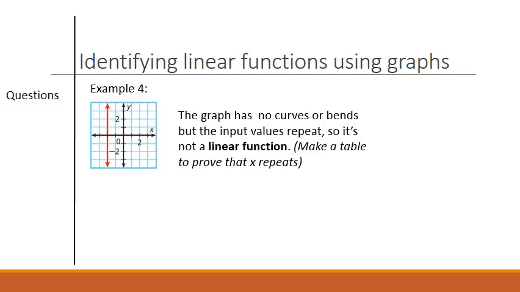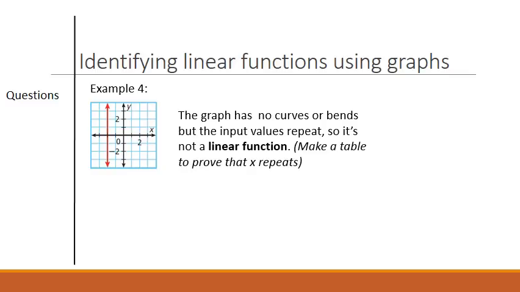Anytime you have a vertical line, it will never be classified as a linear function. And the way you will prove that is you make a table and put the points on the table, and you'll see that your x values will repeat. I'm not going to do it in a video. I expect you to do that on your own. If you have questions, make sure you ask your teacher in the morning how to make a table to prove that the vertical line will never be a linear function.